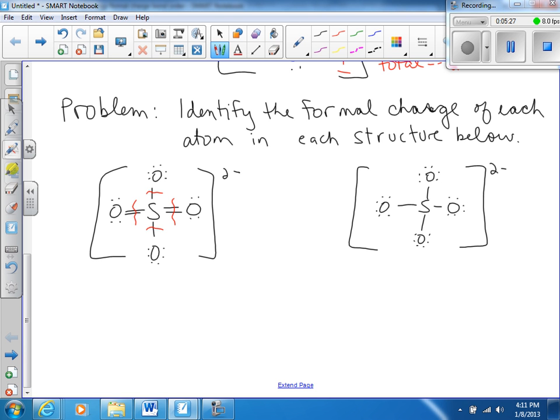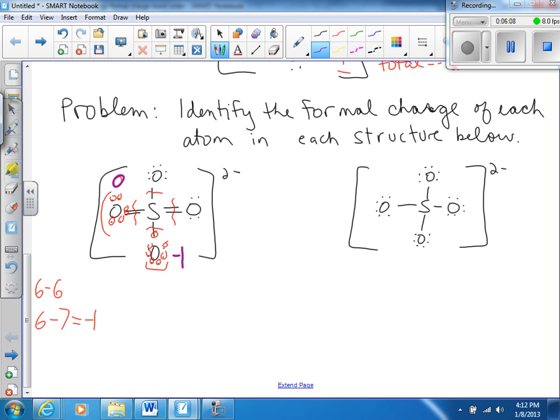So this oxygen right here has 1, 2, 3, 4, 5, 6 electrons assigned to it, and that atom, oxygen, has 6 valence electrons, so the formal charge of this oxygen right here is 0. Okay, this oxygen down at the bottom has 1, 2, 3, 4, 5, 6, 7 electrons assigned to it, and that oxygen should have 6 electrons, but it has 7 assigned to it, so its formal charge is -1.